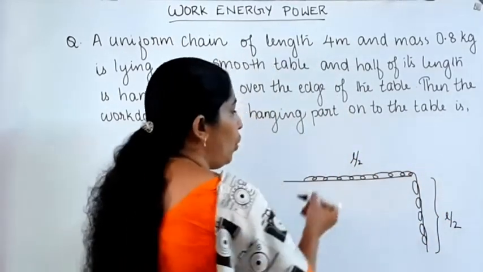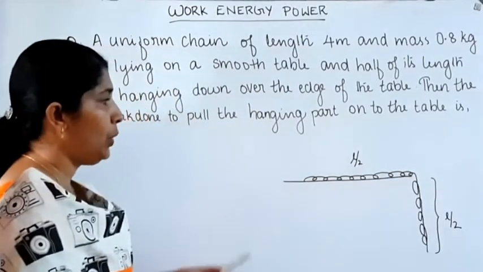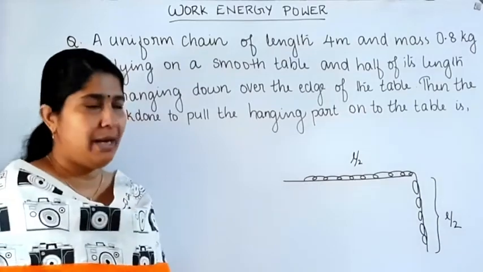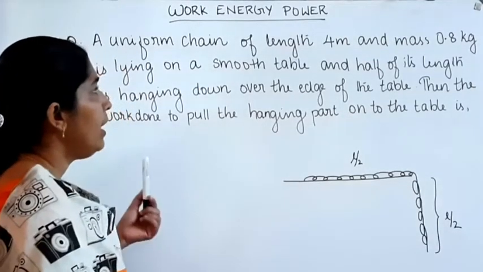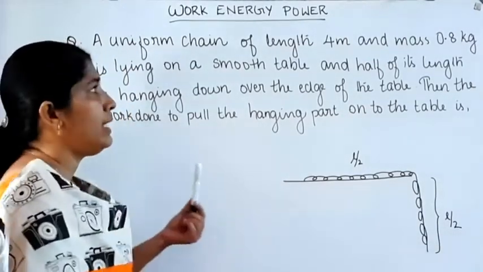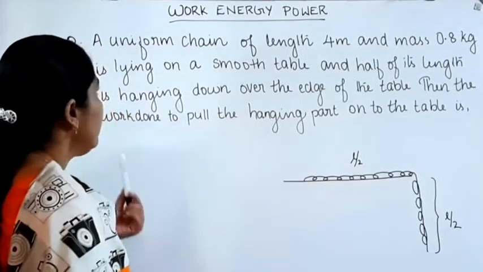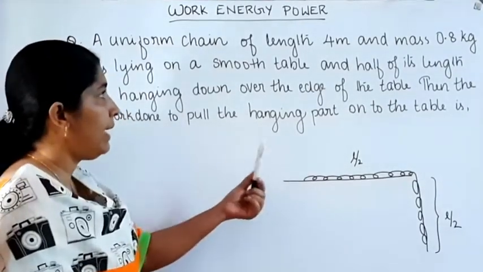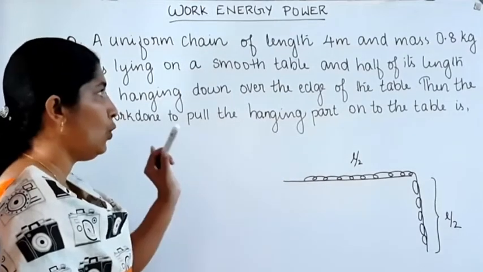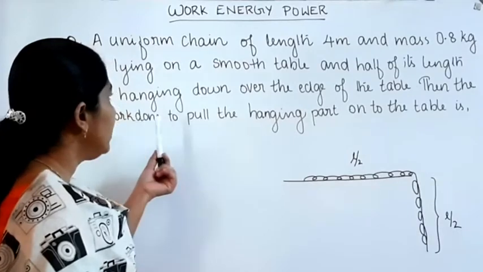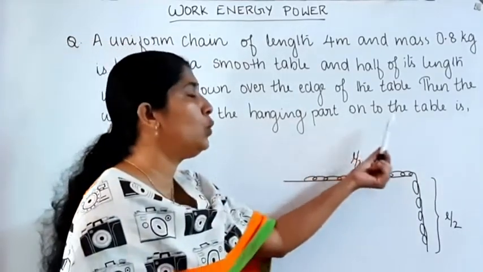The length of the portion on the table is L by 2, and the length of the hanging portion is also L by 2. This uniform chain has a mass of 0.8 kg and is lying on a smooth table, and half of its length is hanging down over the edge of the table. We want to find the work done to pull the hanging part onto the table.